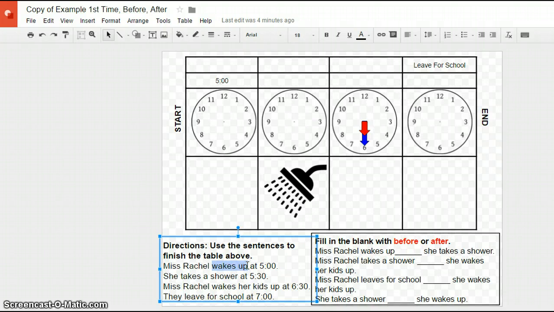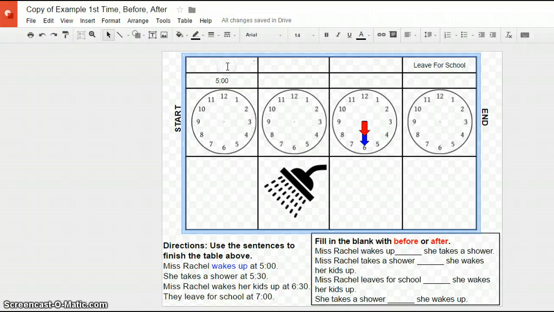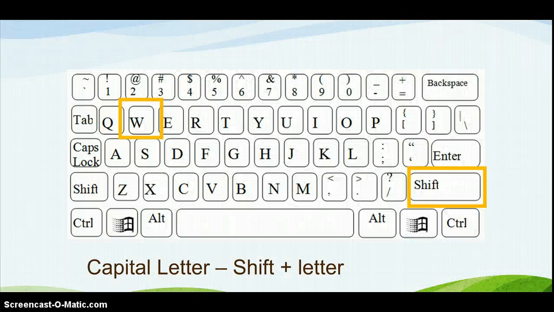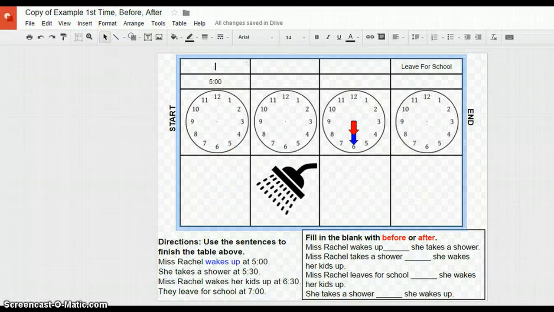If I highlight it, I can click and hold down, and I can change it to a different color. I know that "wake up" goes right up here. When we type that, we want to make sure that we hold down the shift key and press the letter that we want to make a capital letter. So I'm going to hold down the shift, press the capital W, wake. I'm going to finish the word.